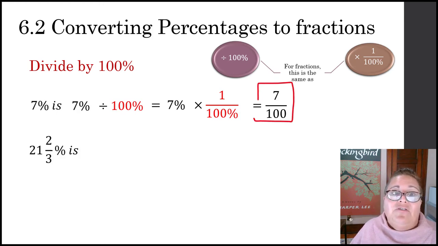Similarly, if I have 21 2/3%, this is a percent. It is what's known as a fractional percent, and I want to convert that to just a fraction. So I'm going to follow the rules of fractions. I'm going to take 21 2/3, and I'm going to convert that to an improper fraction. I'm going to go from the mixed number percent that it is to an improper fraction. So 3 times the 21 is 63.